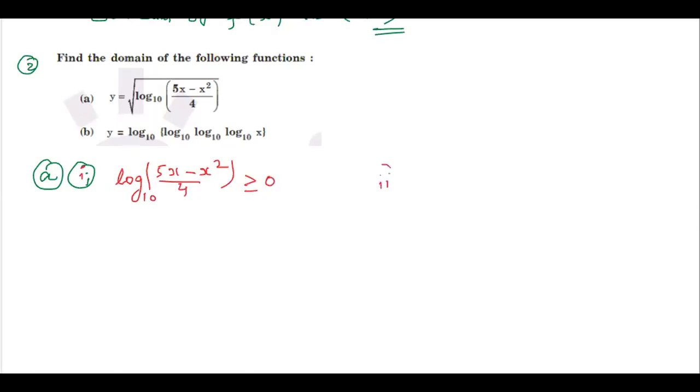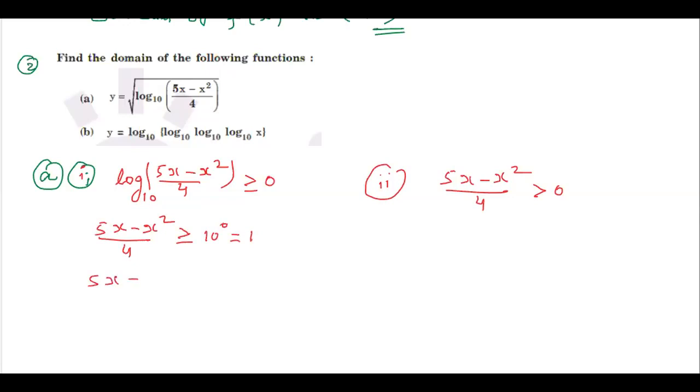Another condition, what is that? Inside a logarithmic function is there. Logarithm, when it exists, it is greater than 0 means exists. Now, first see that logarithm. By using the logarithmic definition, we get (5x minus x squared) divided by 4 is greater than or equal to 10 power 0. 10 power 0 is how much? 1. Take the cross multiplication. 5x minus x squared greater than or equal to 4. Minus x squared plus 5x minus 4 greater than or equal to 0. Take minus common and send to the right hand side. We get x squared minus 5x plus 4 less than or equal to 0.